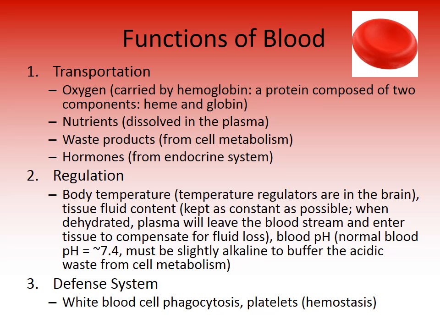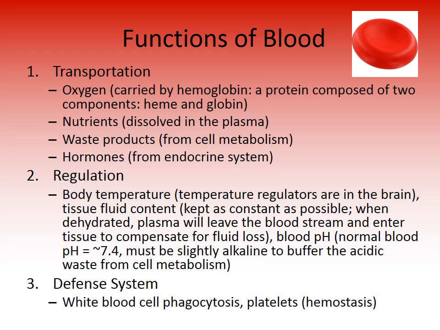The second function of blood is regulation. It regulates different things. It can regulate body temperature. There are temperature regulators in the brain that help regulate the temperature. It also helps the regulation of tissue fluid content, so it's kept as constant as possible.